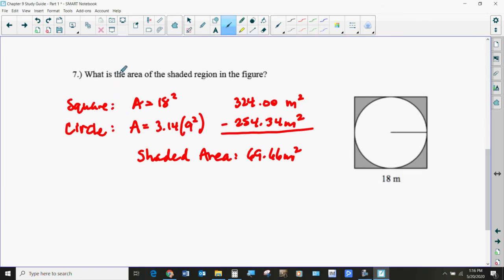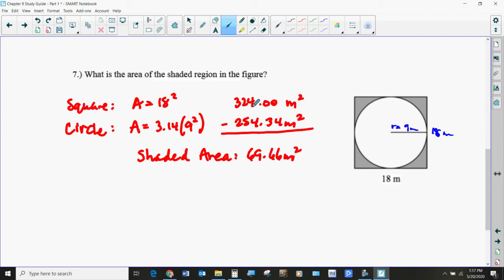And then our last problem, what is the area of the shaded region? Well, what I would do is take the entire area of the square and then subtract the unshaded part, which happens to be a circle. So we have to find the area of this square, which is 18 by 18, because it is a square. And then the radius has to be 9 here. And we can find the area of this circle and subtract it from the area of the square. And that's what we end up with.